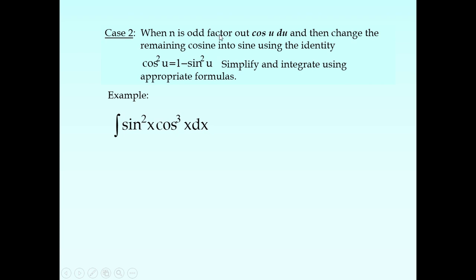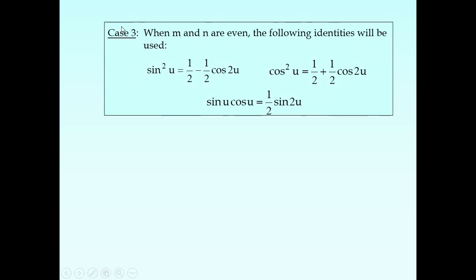When m or n is odd, factor. So this is the rule that we're going to follow. And today we are going to deal with case 3, when m and n are even. These are the following identities that we will use when dealing with this case 3.